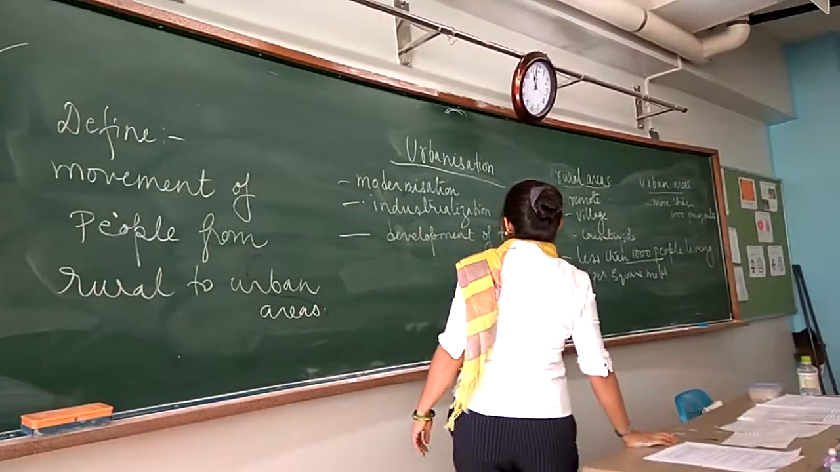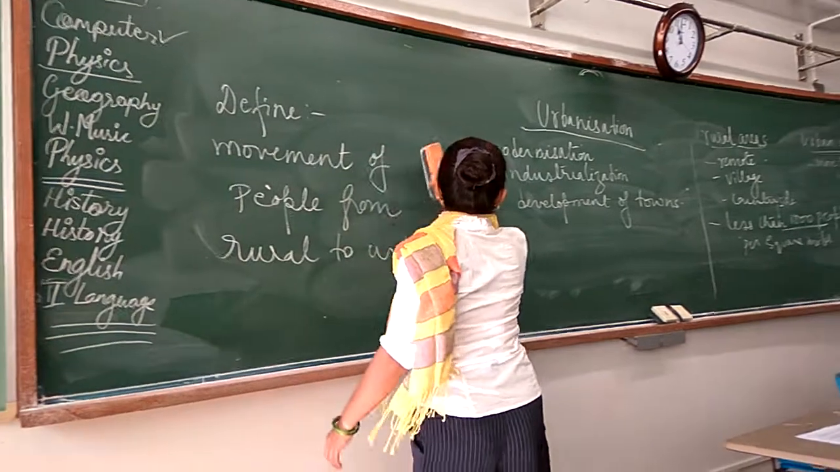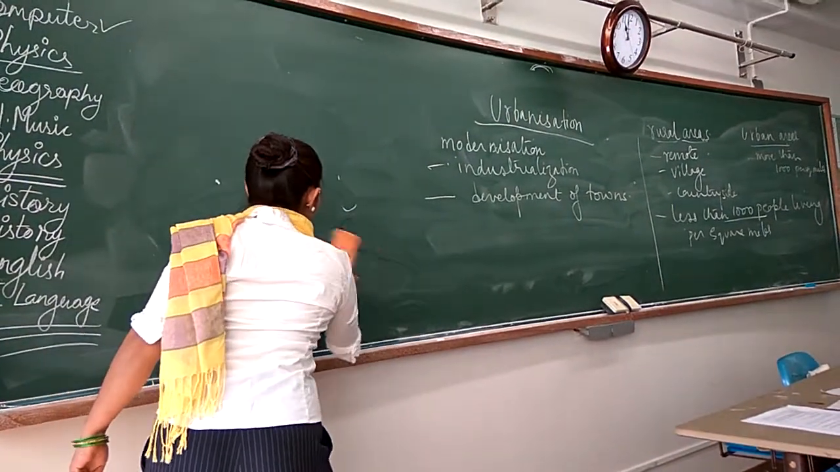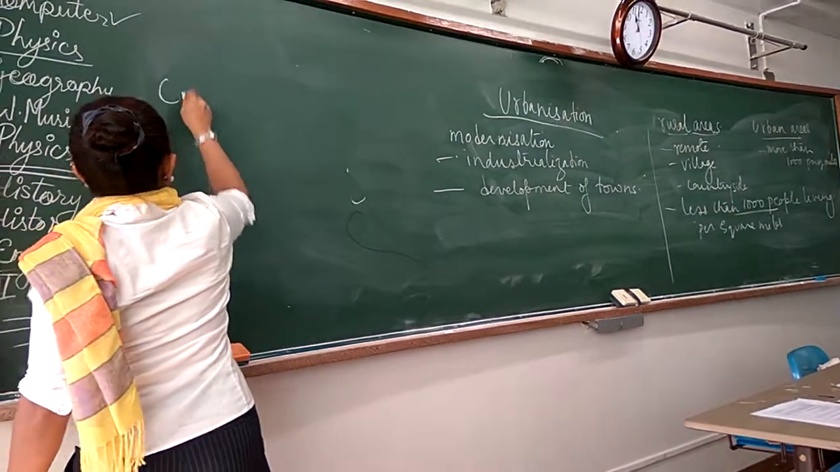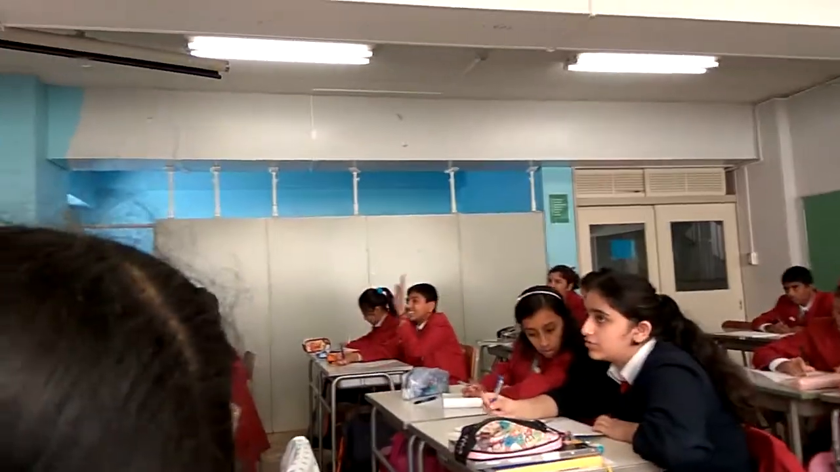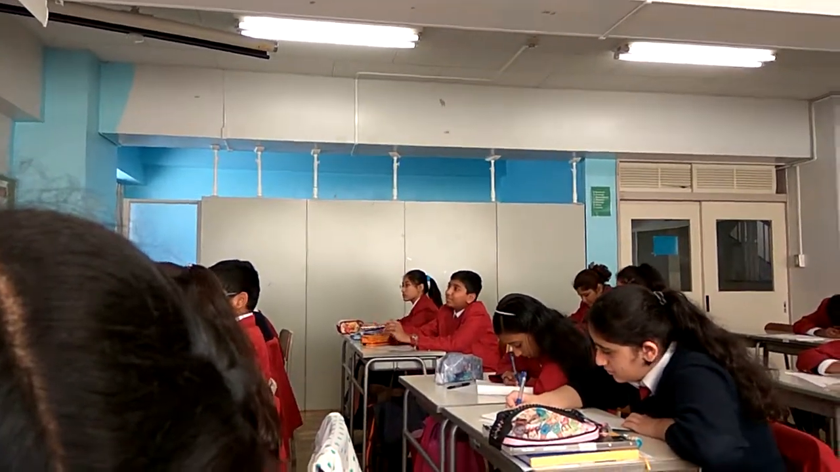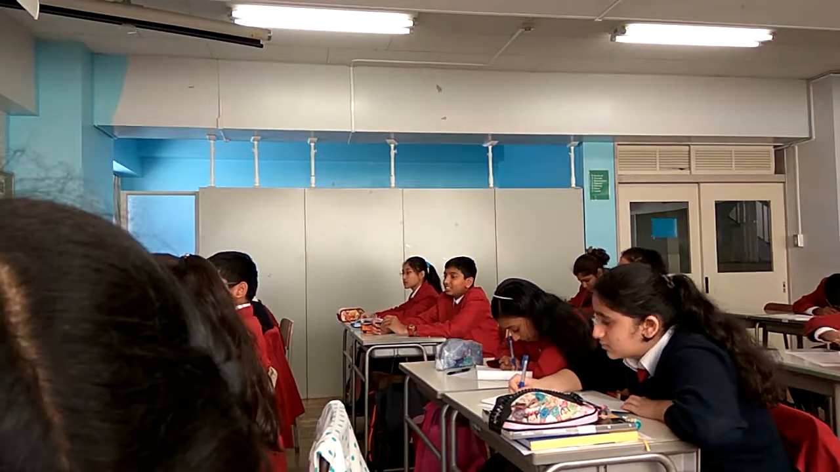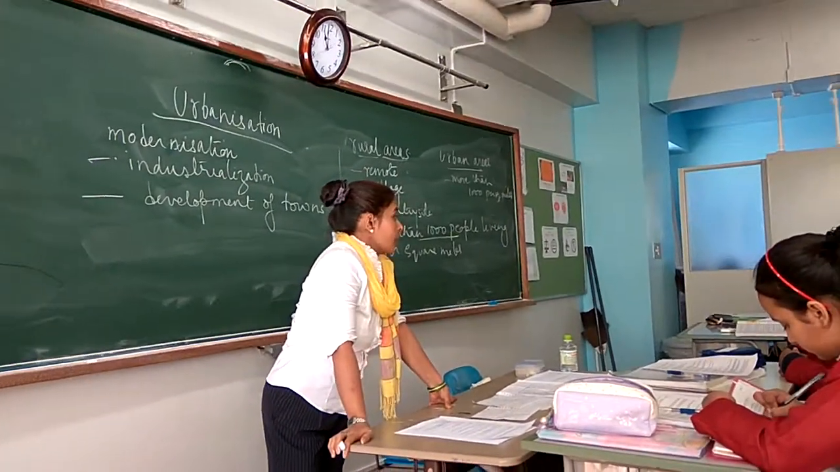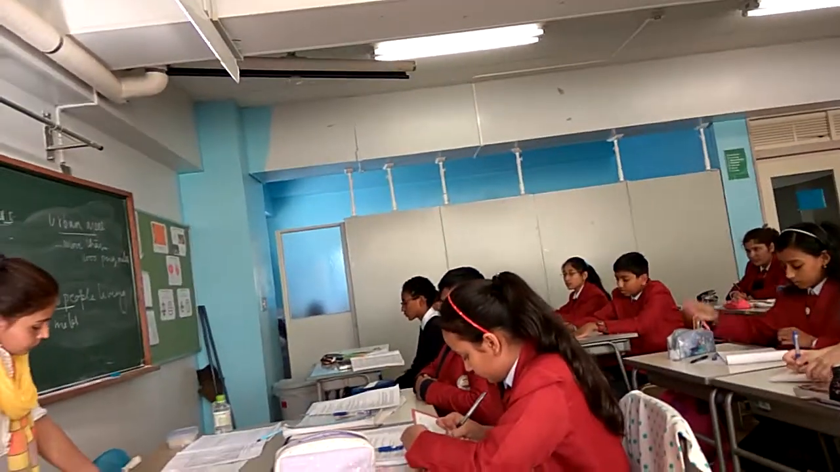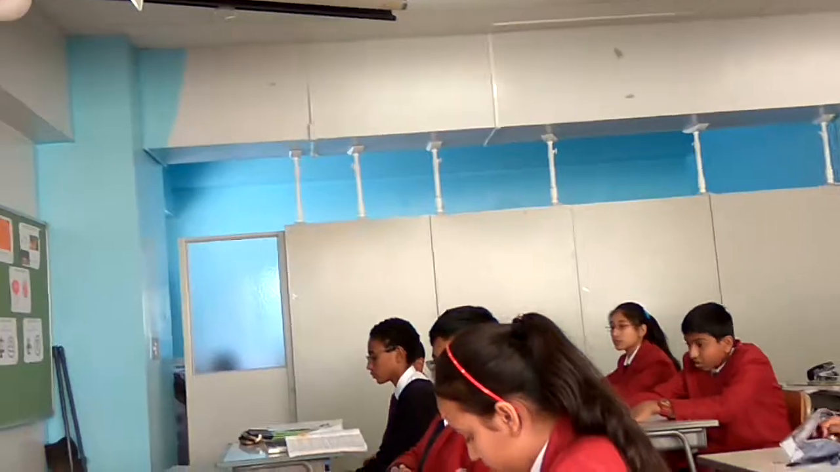Now, what do you mean by city? What is a city? A city is a place with all the facilities. Place with many facilities. A city is a place or surrounding which has a lot of facilities. Right? What kind of facilities are there?